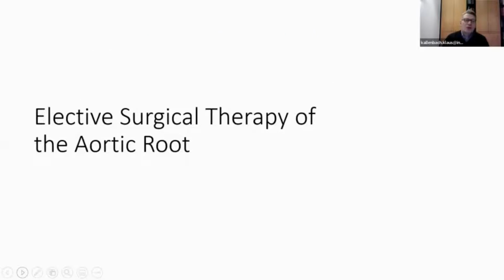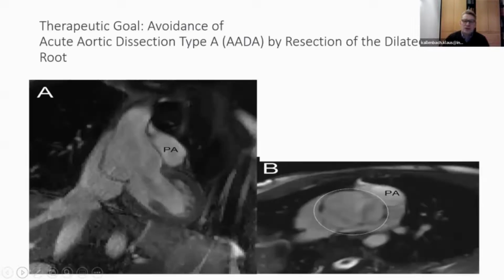Next slide, please. So we talk about elective surgical therapy of the aortic root, and the goal of this surgery is to avoid a type A aortic dissection. Everybody who is listening today must understand that a type A dissection is a disaster. The initial mortality of this disease is more than 60%. And those who survive acute aortic dissections will have problems with the aorta for the rest of their life. If you see this picture here with this white aortic root, which is kind of like an onion tower in Bavaria on the churches, then this is very typical for Marfan. And if this reaches more than 4.5 centimeters or up to 5, an operation should definitely be considered.